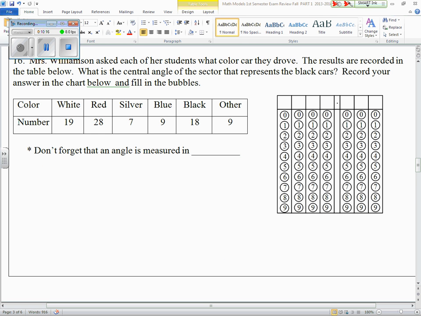16. Mrs. Williamson asked each of her students what color car they drove. The results are recorded in the table below. What is the central angle of the sector that represents the black cars? What is the central angle? I'm thinking they're talking about the measure of the central angle. I don't know if y'all have done this, but to me, this sounds like a pie chart. And one of those slivers of the pie represents black.